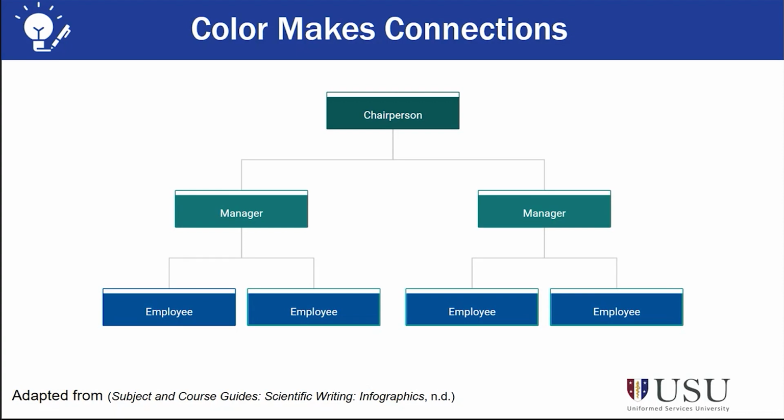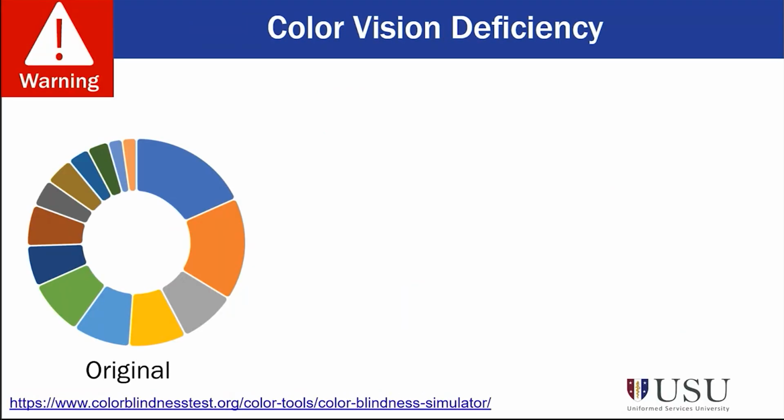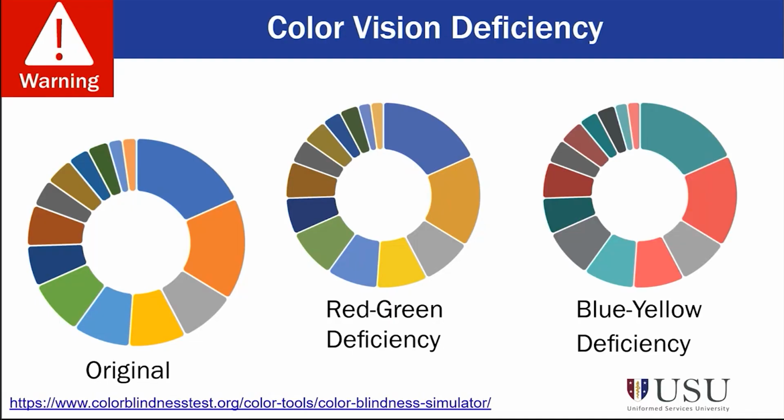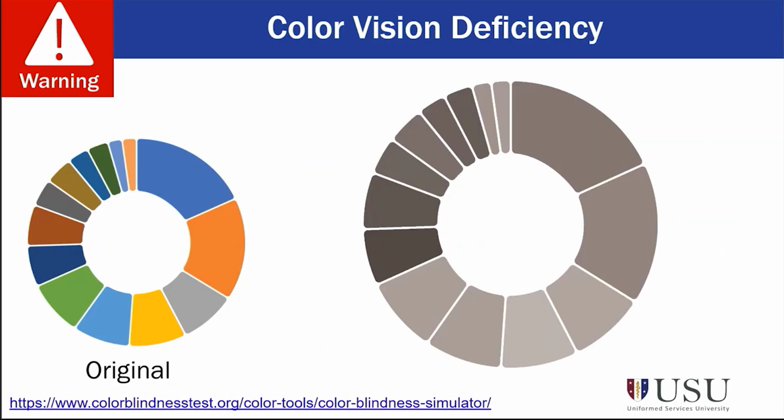Now, all that said, just be aware that color should not be the only way to show information, as those with color vision deficiency might not see it. So for instance, here's another potential issue with that pie chart. Here's how the same chart would look to someone with a red-green deficiency, or blue-yellow deficiency. And worse still, if you end up printing in black and white, then all the color information is completely gone.